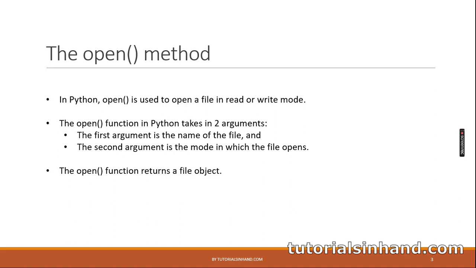The open function returns a file object. So basically, when you use the open function in Python, it helps you to open a file, either read data from it or write data to it, and then finally you have to close that file. And the open function takes two arguments. The first argument is the name of the file which you are using, and the second argument is the mode. Now what is this mode?